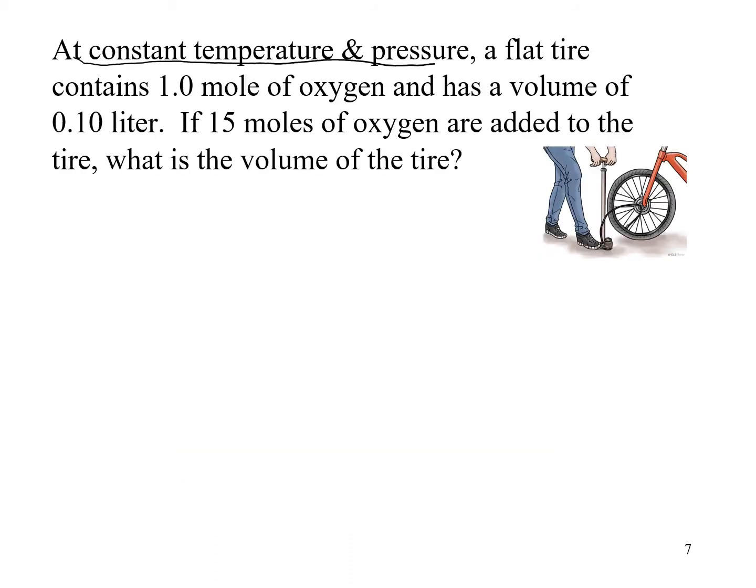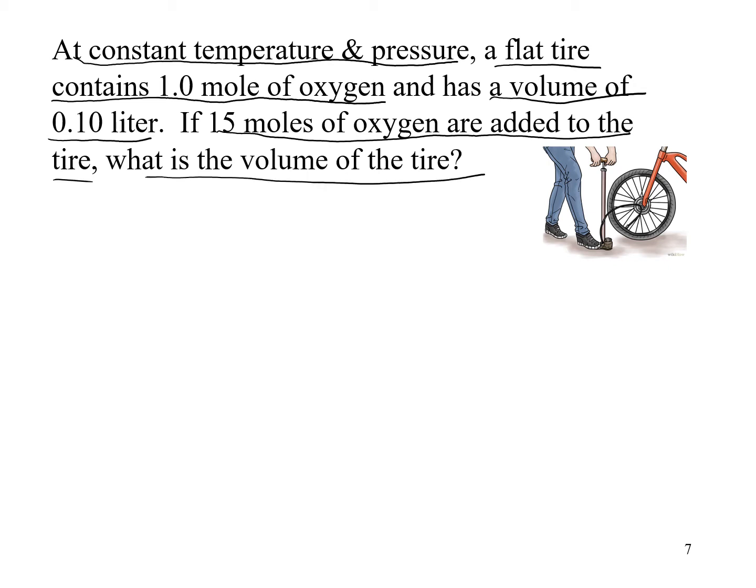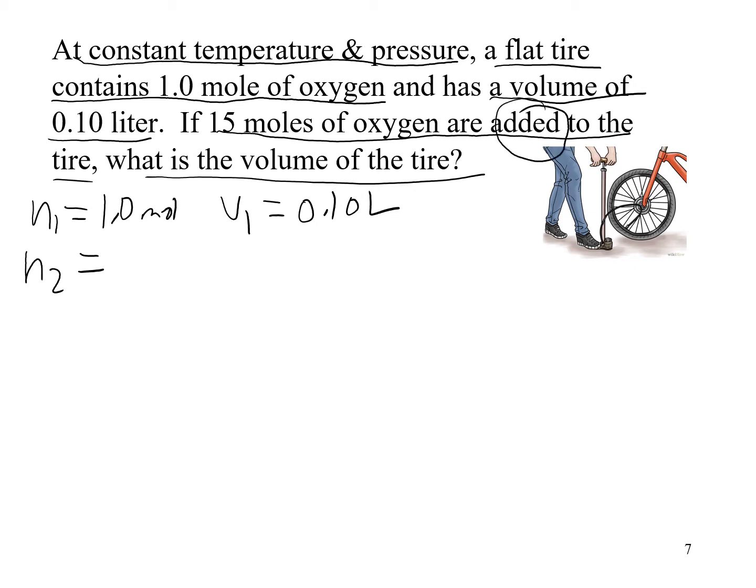At constant temperature and pressure, a flat tire contains 1.0 moles of oxygen and has a volume of 0.10 liters. If 15 moles of oxygen are added to the tire, what is the volume of the tire? Let's start by writing down what's given. Our initial quantity, N1, is 1.0 moles. Our initial volume, V1, is equal to 0.10 liters. We're looking for N2, our new quantity. It says if 15 moles are added. Key word here is added.